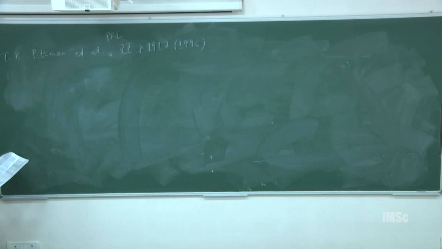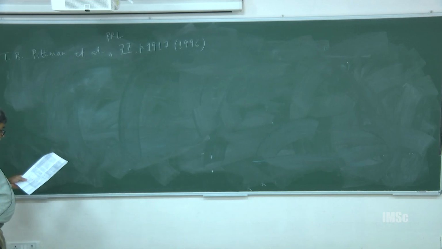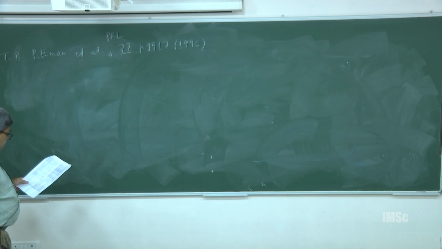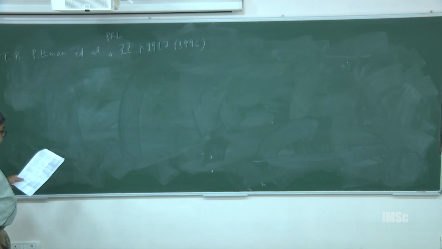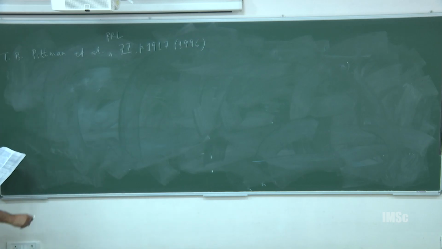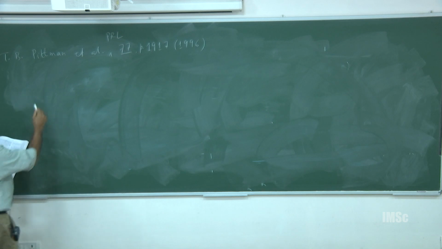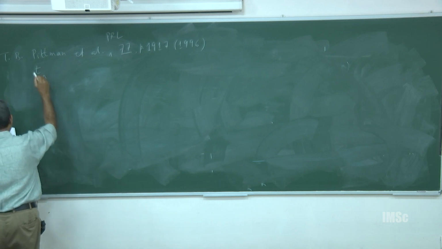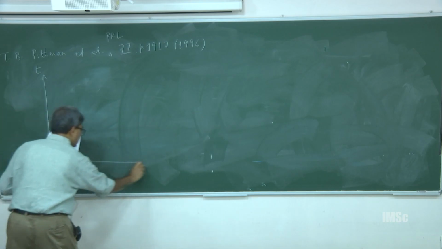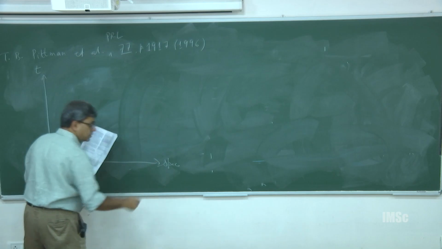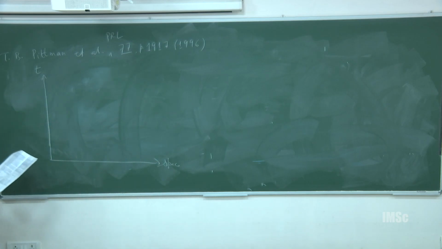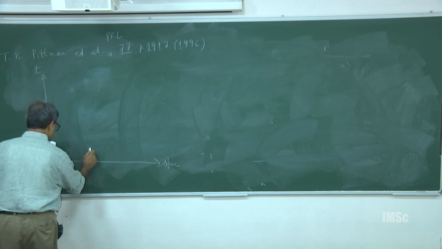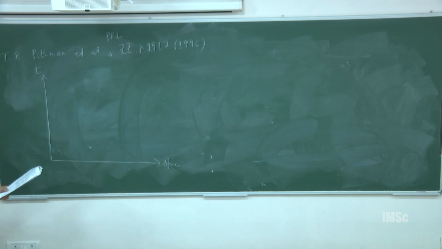Okay, so I will draw the picture. Perhaps then it will be clear. So, this is the time axis and this is the space axis. Okay. So, now let us assume that this is the starting point, that means the source of the two photons.